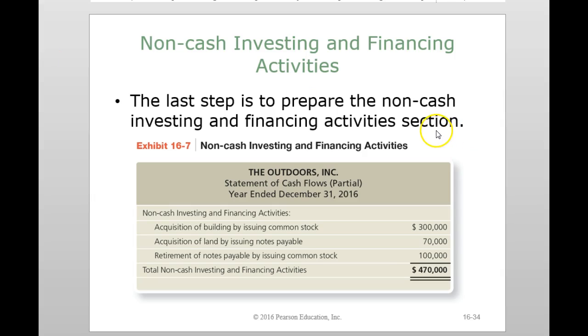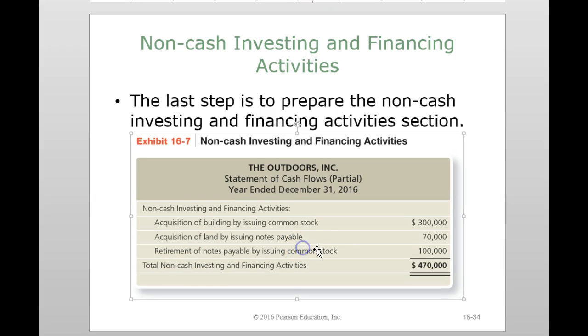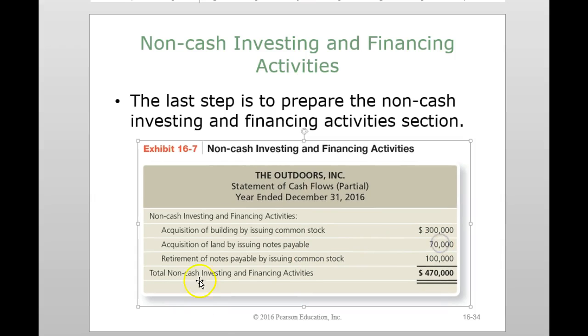Here is the non-cash. These are examples of what would be non-cash investing and financing. You've got acquisition of a building by issuing common stock, no money. But we did increase, right? We have acquisition of land by issuing a note payable. Again, no money. And then we retired notes payable by issuing common stock. So these are non-cash investing and financing activities that you would put at the bottom as a schedule.